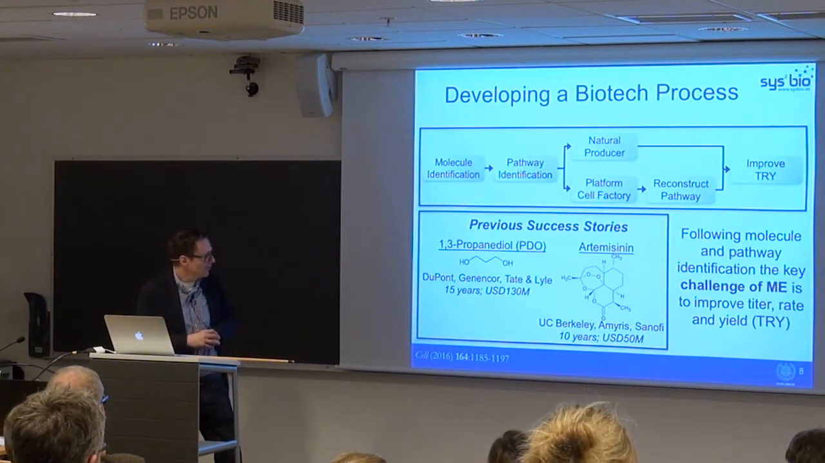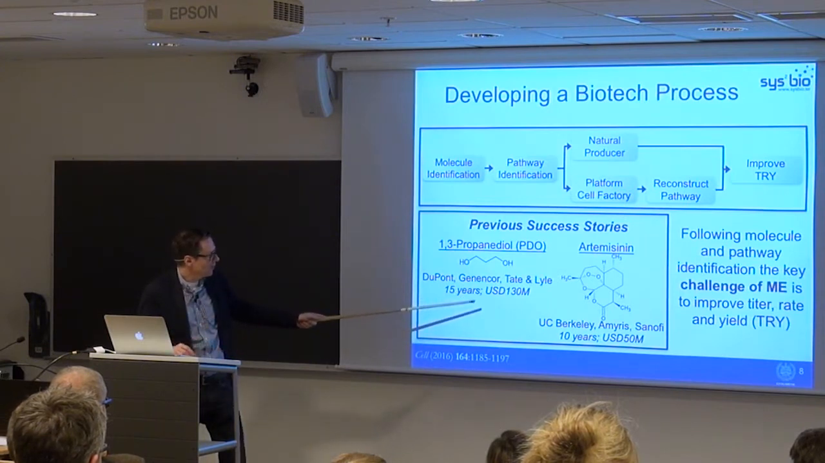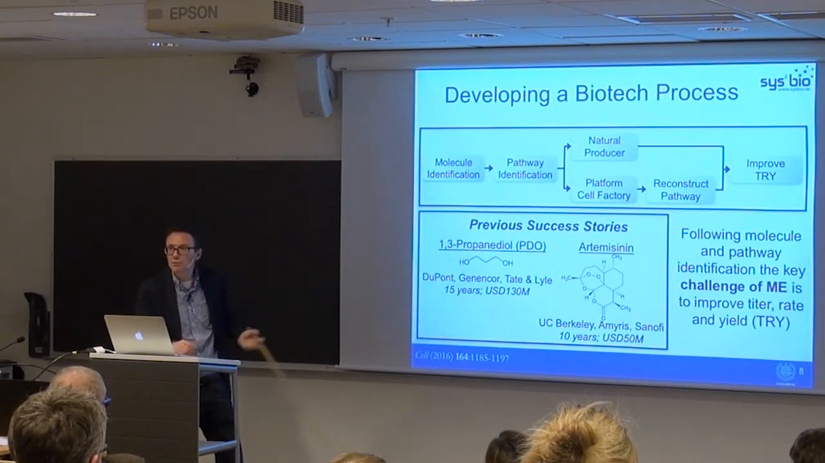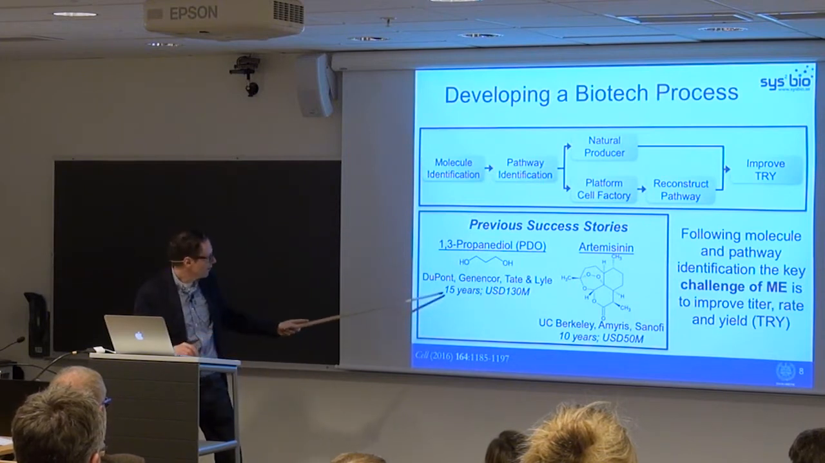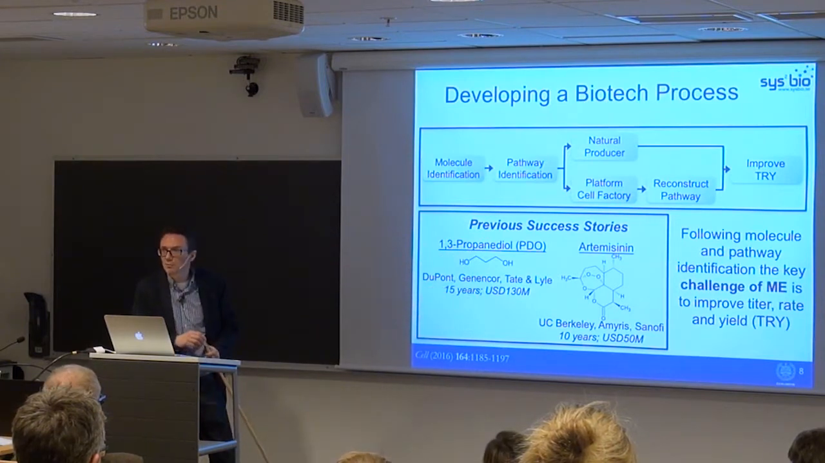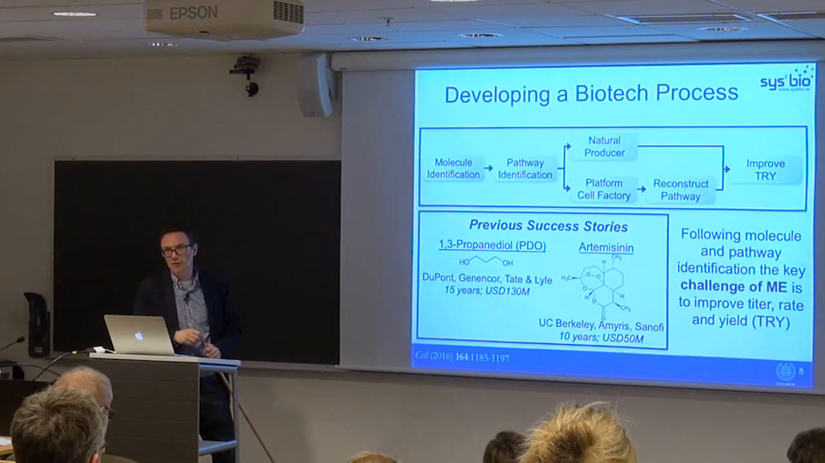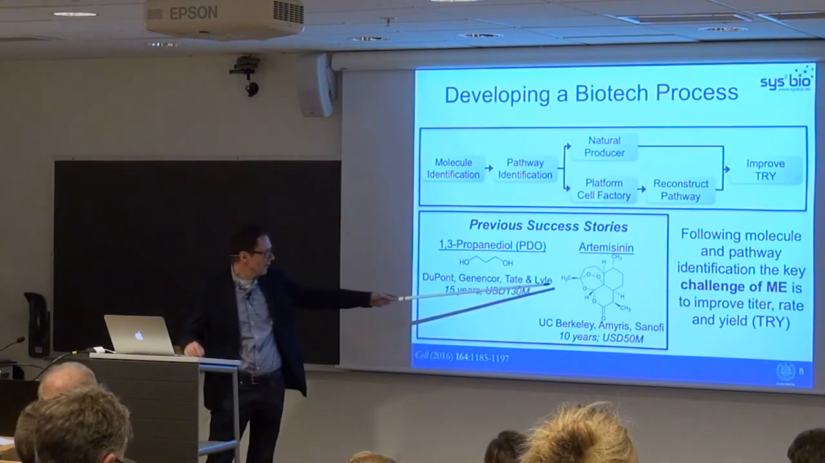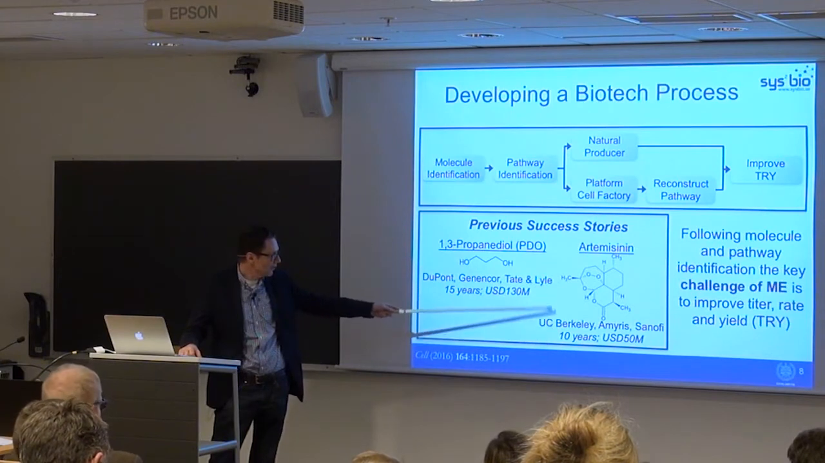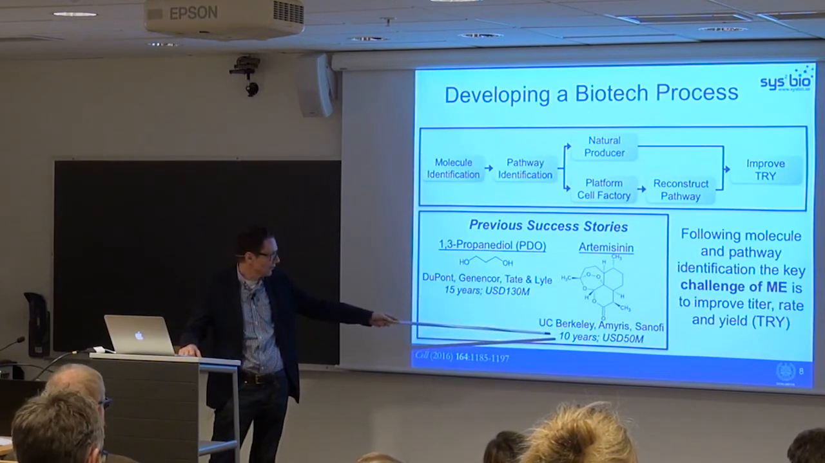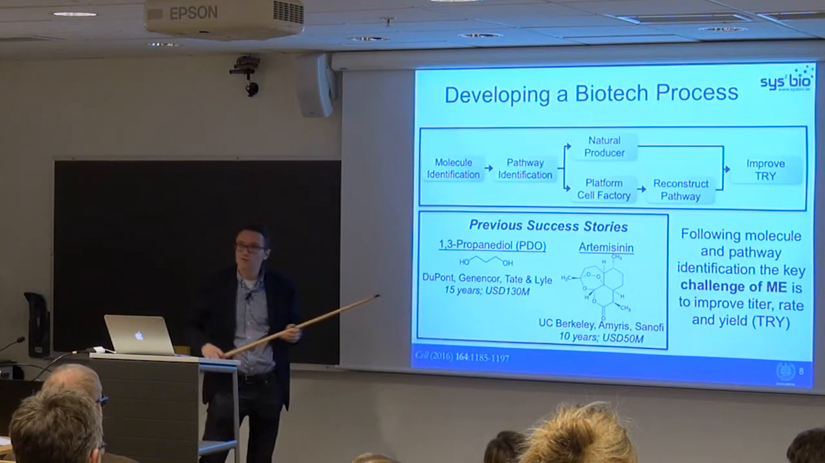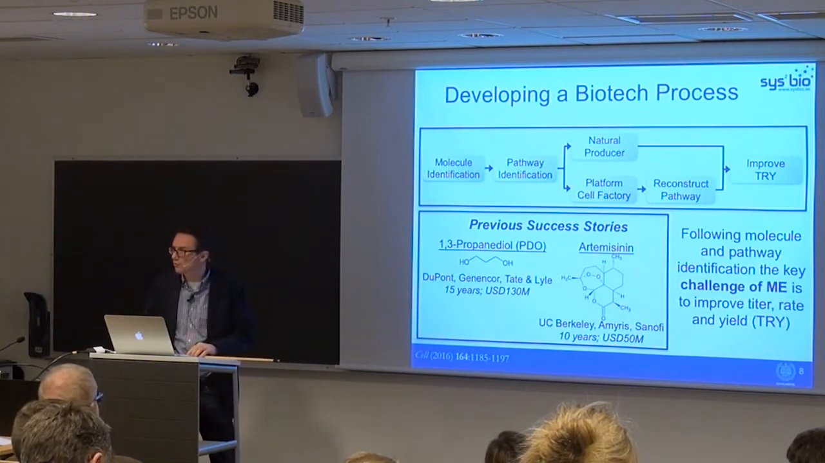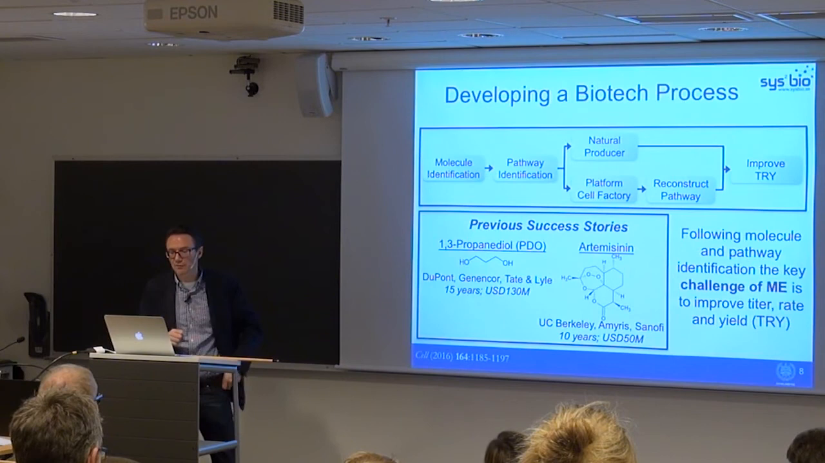Two of them are mentioned here. Maybe more important here to focus a little bit on the challenges, because it may sound quite easy to improve the titer, rate, and yield. But if you look at a simple molecule like 1,3-propanediol, it took DuPont Genencor about 15 years and cost them about $130 million just to develop the cell factory. Another example is artemisinin. It took UC Berkeley and Amyris about 10 years, maybe $50 million, to actually get to a level where you could produce this commercially in a cost-competitive fashion.